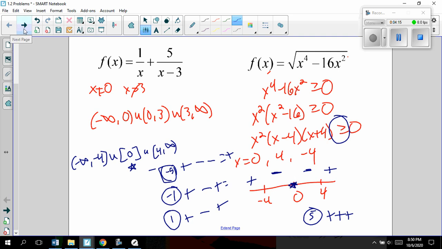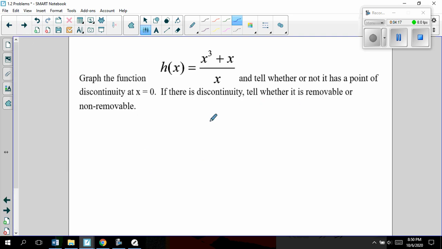So if you forgot it, no worries. It's very, very common. All right, next question. We have this h function. Tell whether or not it has a point of discontinuity at x equals 0. If there is discontinuity, tell me if it's removable or not removable.